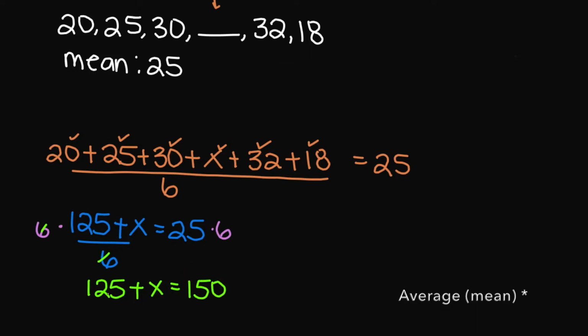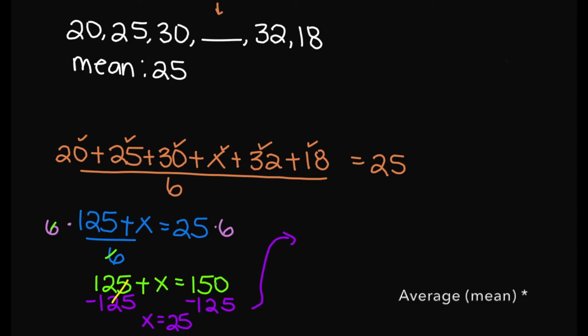So now I'm going to subtract both sides here by 125 because we need to solve for x. So when you subtract, you're going to get x equals, these are going to cancel out here. So 150 minus 125, this is going to equal 25. So x equals 25. So my missing value here is going to be the number 25.